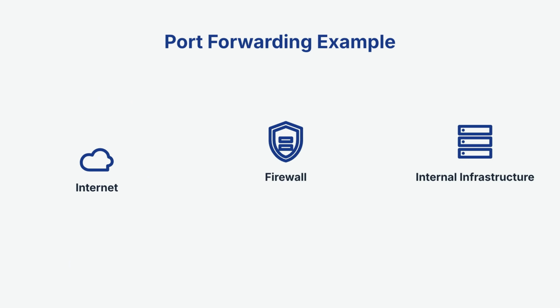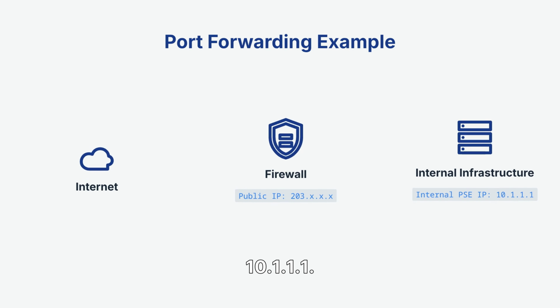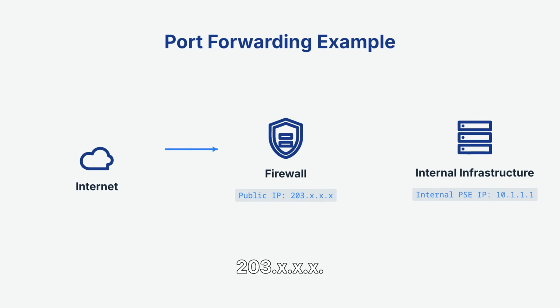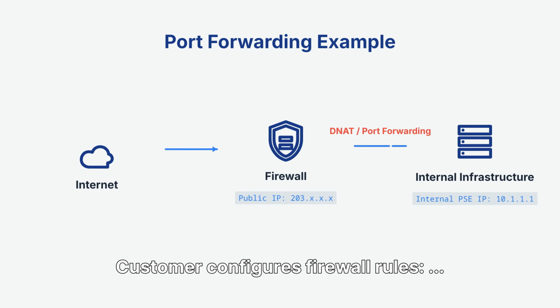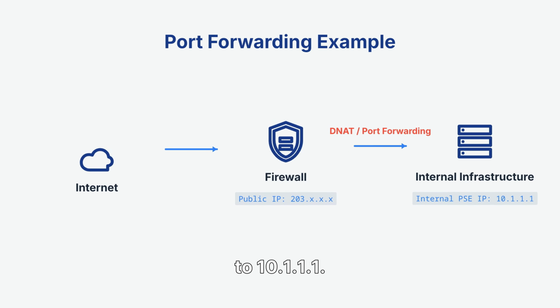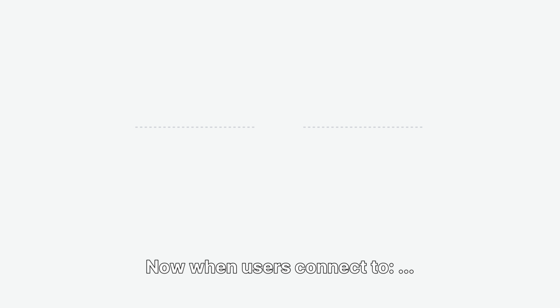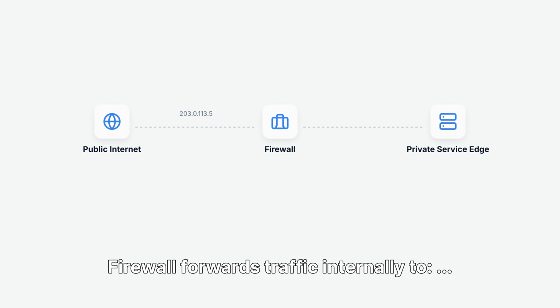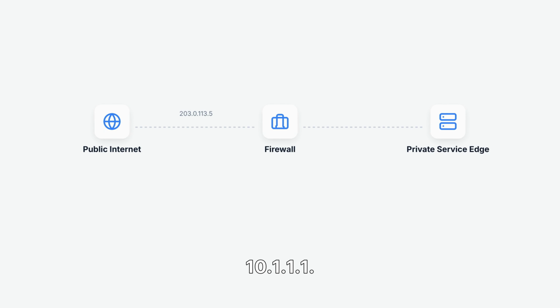Port forwarding example. Assume the PSE internal address is 10.1.1.1 and the firewall public address is 203.x.x.x. The customer configures firewall rules: public IP forwards traffic to 10.1.1.1. Now, when users connect to 203.x.x.x, the firewall forwards traffic internally to 10.1.1.1. This process is called port forwarding or destination NAT.